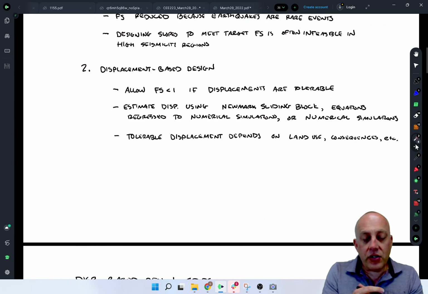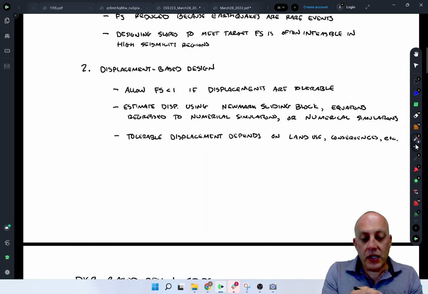So in that case, you can actually allow the factor of safety to go below 1 if the displacements are tolerable, right? How much displacement is there going to be? If it's going to be like 30 meters of displacement, that's probably not tolerable. If it's going to be a centimeter, that's practically zero. It's not even clear that anybody would notice a centimeter of movement after an earthquake.